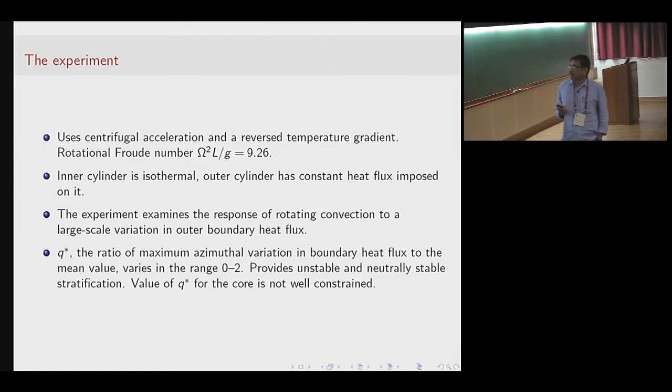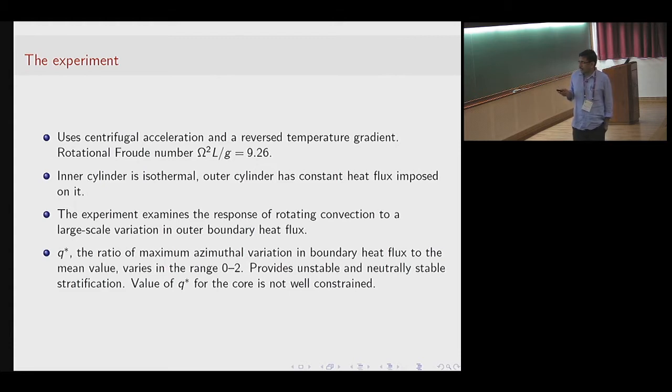In this experiment, we use centrifugal acceleration to mimic gravity and use a reversed temperature gradient. So gravity is not inward as in Earth, it is outward, and therefore the heating also has to be reversed so that we obtain buoyancy. The rotational Froude number, which is the ratio of the centrifugal acceleration to Earth's gravity, is of order 10, so that Earth's gravity can be safely ignored in this experiment, and it's centrifugal acceleration which essentially controls the dynamics.